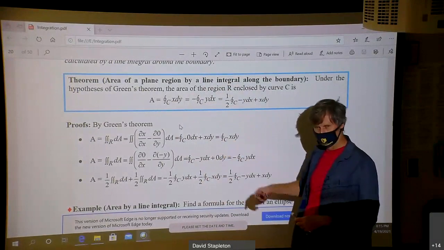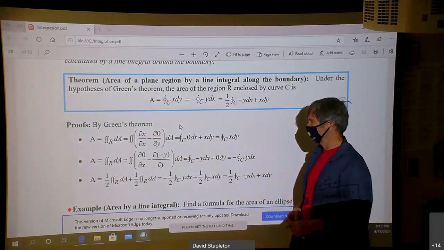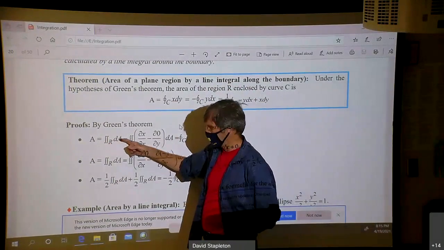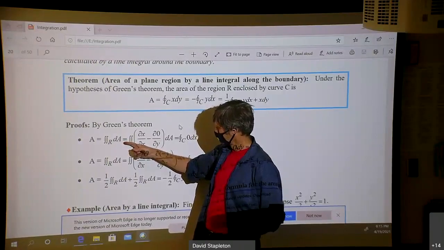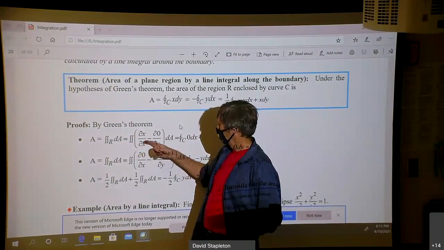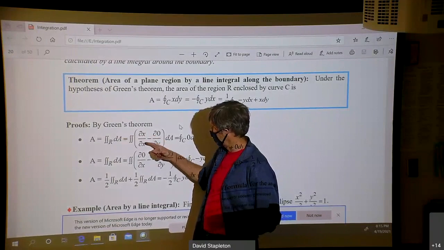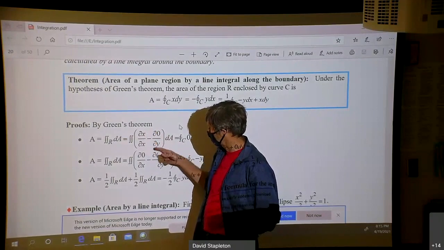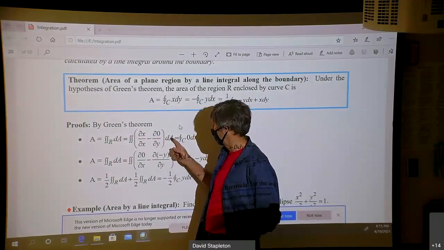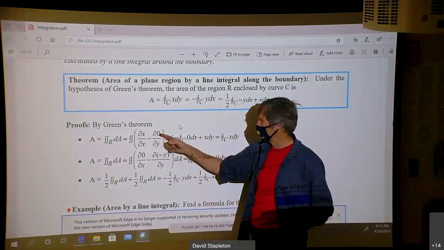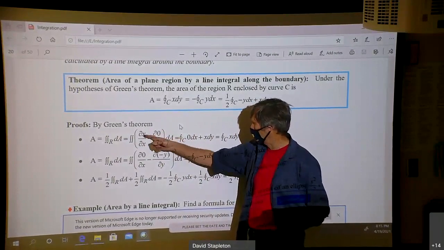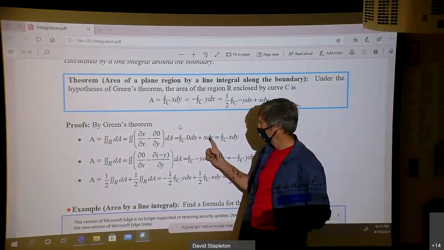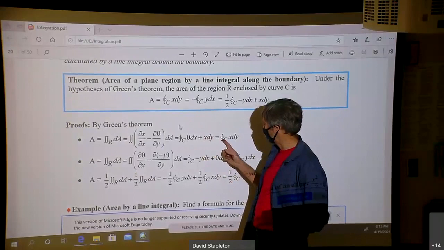The proof isn't actually too bad. Maybe I'll just do it up here, though I don't think it's important for class. You can look at it in the notes. The area we know is the double integral of dA. Now, if we write 1 as the derivative of x with respect to x minus the derivative of 0 with respect to y, this is also equal to 1. So it's the same integral of 1 dA. But now, if I take this as g and this as f, this is g_x minus f_y for the vector field F with components 0, x. The line integral of that field is 0 dx plus x dy, which is just the integral of x dy.